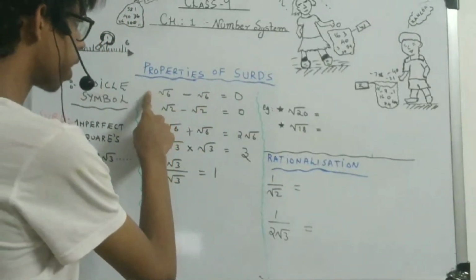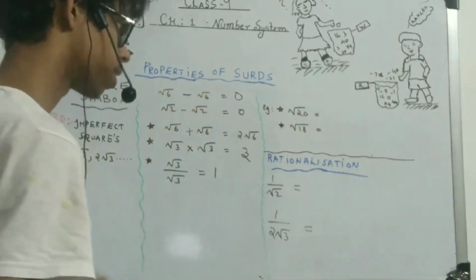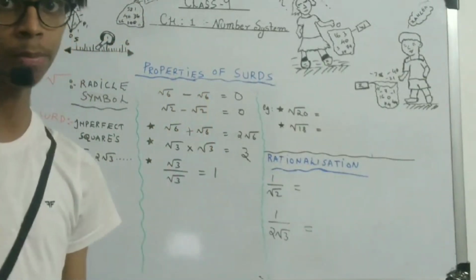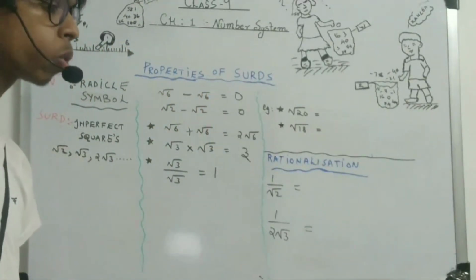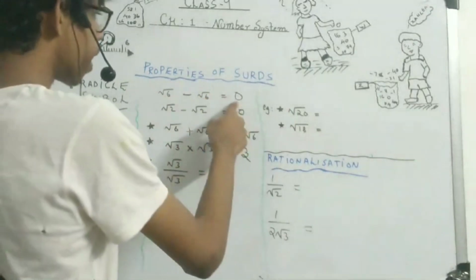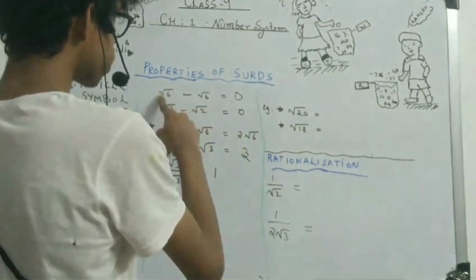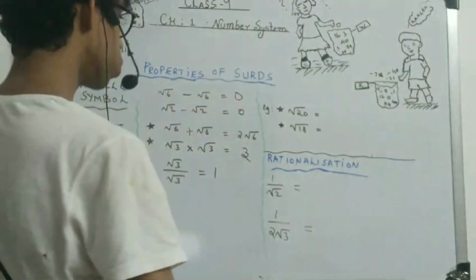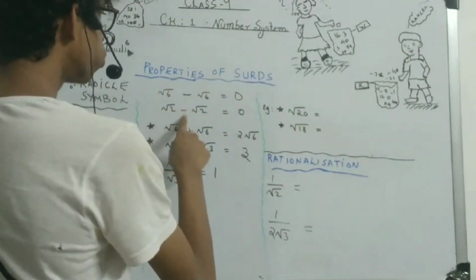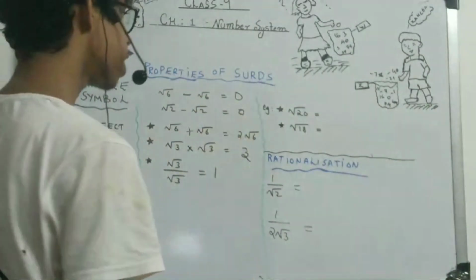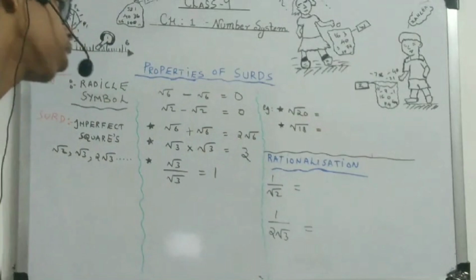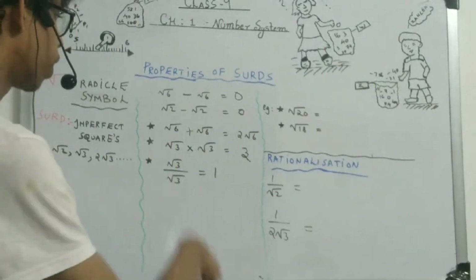If you see the first thing, root 6 minus root 6. We know, if we even do simply 6 minus 6, 2 minus 2, whatever we do, we will always get our answer as 0. So root 6 minus root 6 is equal to 0. No problem. Similarly, root 2 minus root 2, also we will get 0. Now just look at the other ones.